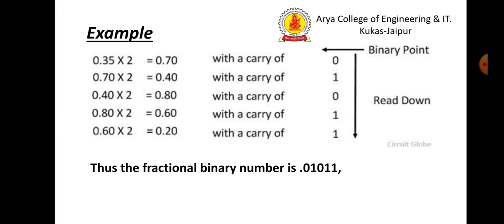Similarly, 0.40 into 2 is 0.80. There is no integer part, so the binary digit is 0. Now 0.80 comes to the next step, multiplied by 2, we get 1.60. So 1 is put as a binary digit and 0.60 goes to the next step. In this way we get the binary equivalent of the decimal number, that is 0.01011. In this we read from top to bottom.